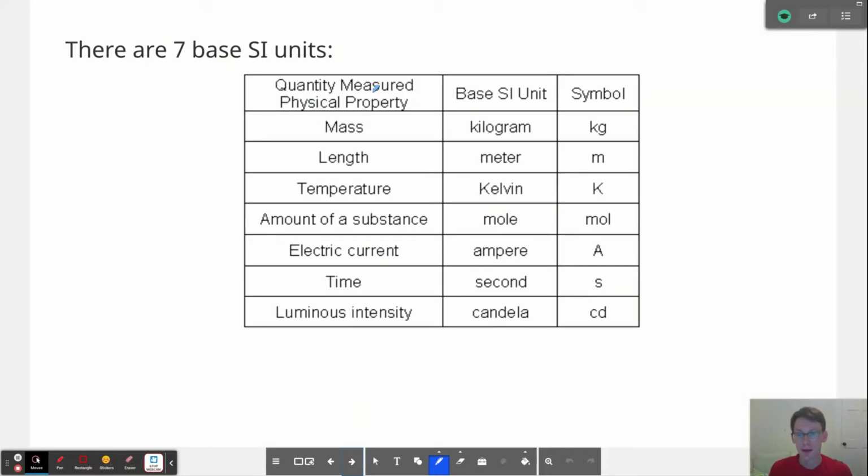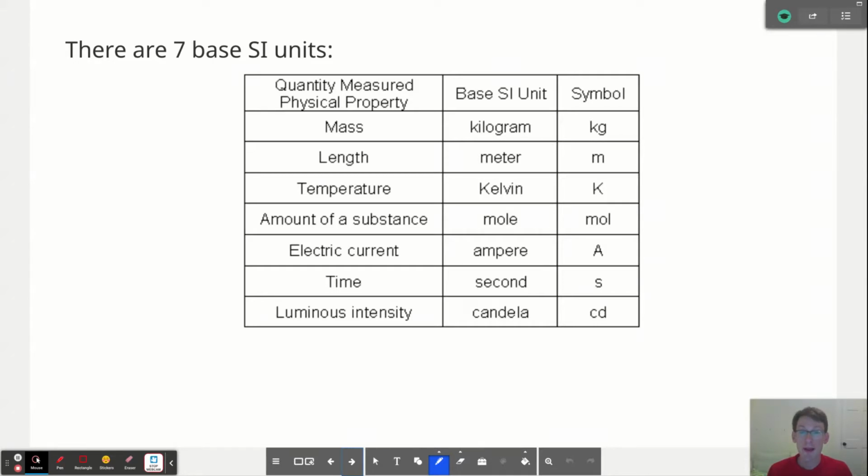In science and the physical world, there are 7 base units. The unit of mass is the kilogram. The unit that measures length is the meter. Temperature is the Kelvin. The amount of a substance, meaning the number of molecules, not the mass of them, but rather just the number of the molecules, is the mole. Electrical current is measured in amperes. Time is measured in seconds. And luminous intensity, basically how bright light is, is measured in the candela.